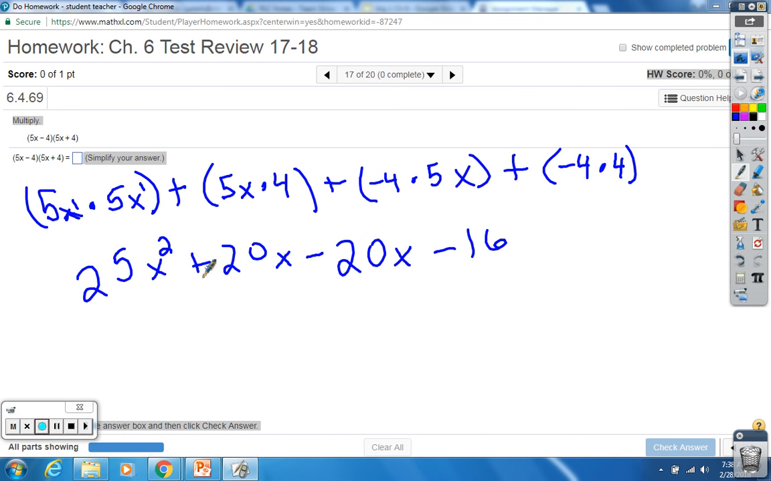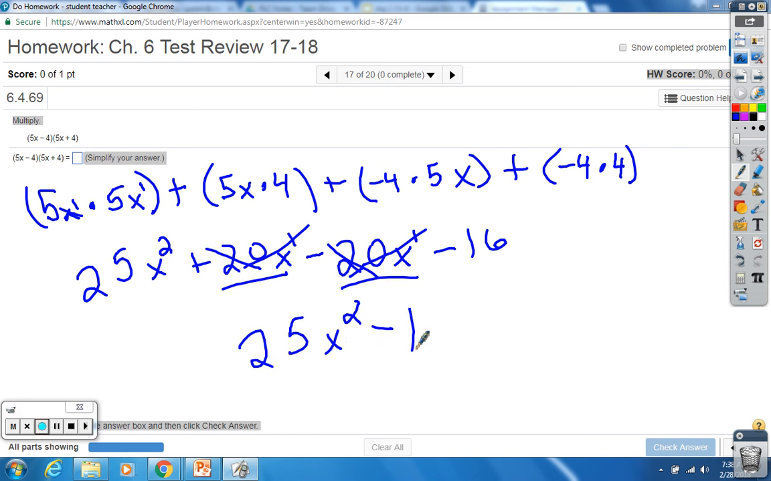Alright, and so here we can notice that we have some terms we can combine, since they have the same degree on their variables. There's a 1. And since they're opposites of each other, 20x minus 20x would just cancel out. So I can just rewrite my final answer as just 25x squared minus 16. And I'll circle that. That'll be my final answer.